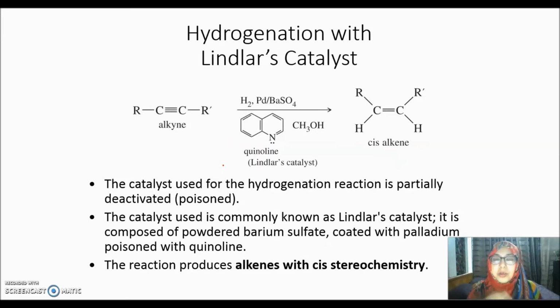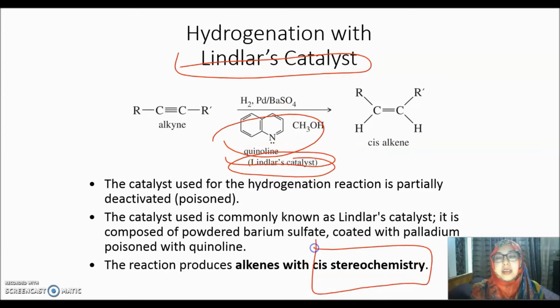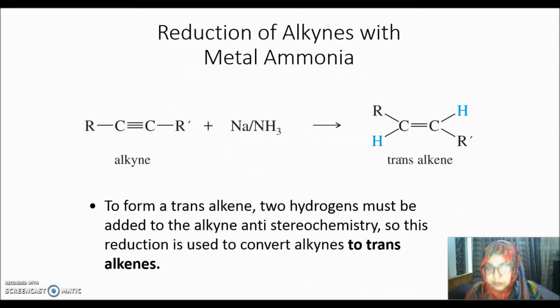Also, there are 2 other ways to hydrogenate the alkyne. In addition to the catalyst that we have seen earlier, there is what we call Lindlar catalyst. The special thing about this is that it will produce cis alkene. This is a comparison to the other one: if you use sodium and ammonia, it will produce trans alkene.